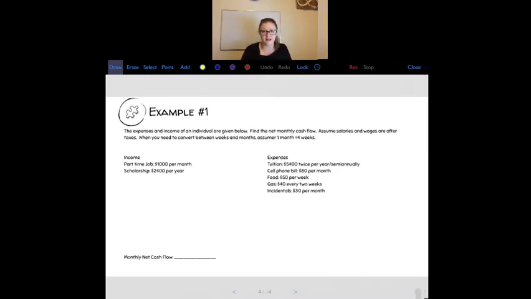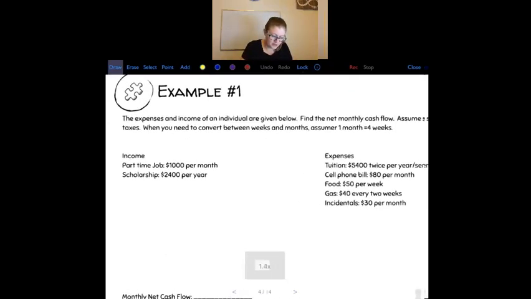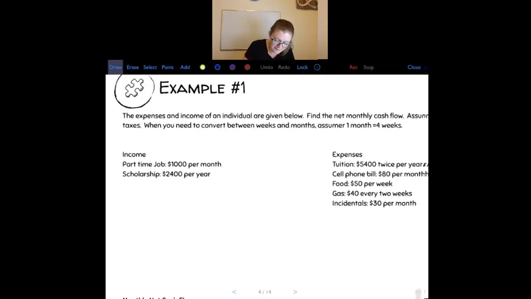So an example of cash flow: the expenses and income of someone are given below. Find the monthly net cash flow, assume wages and salaries are after taxes, and assume that 1 month is equal to 4 weeks. Notice how this problem is talking about monthly net cash flow. So we need to make sure that all of our items are in the units of month, because if you add a yearly amount to a monthly amount, what does that mean?